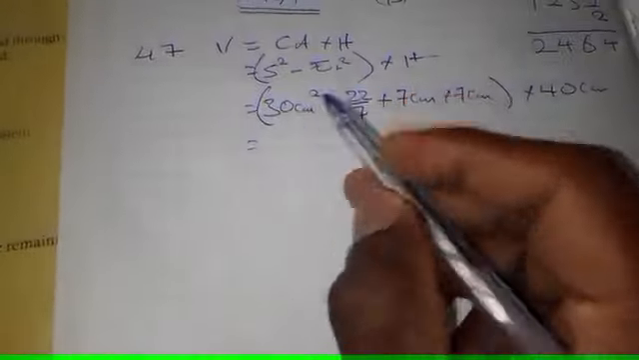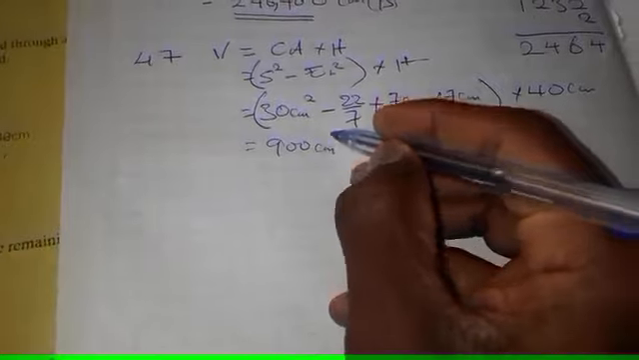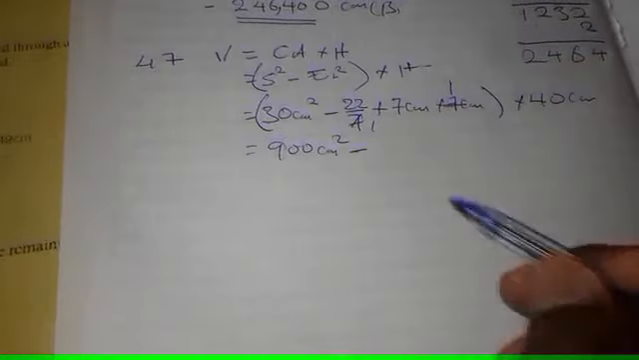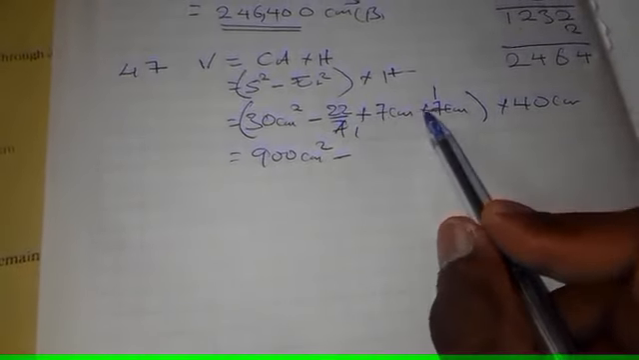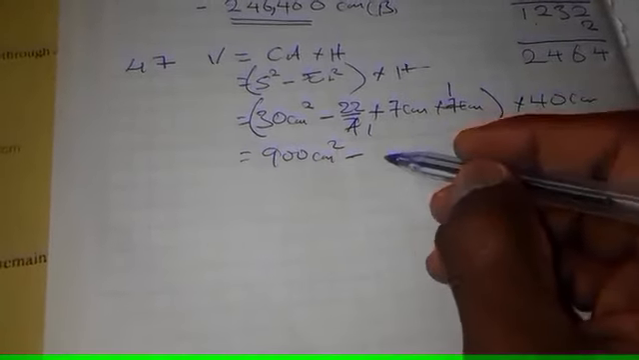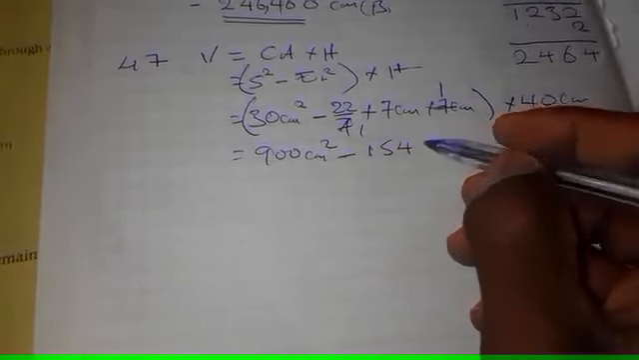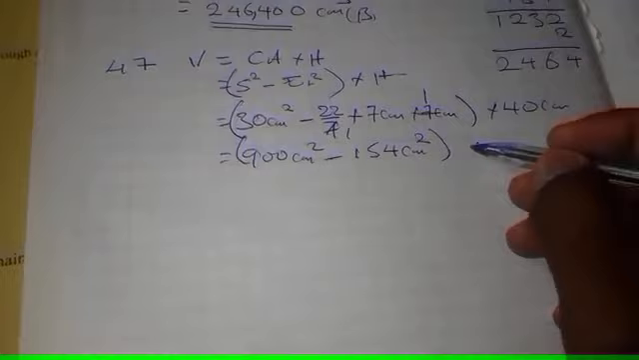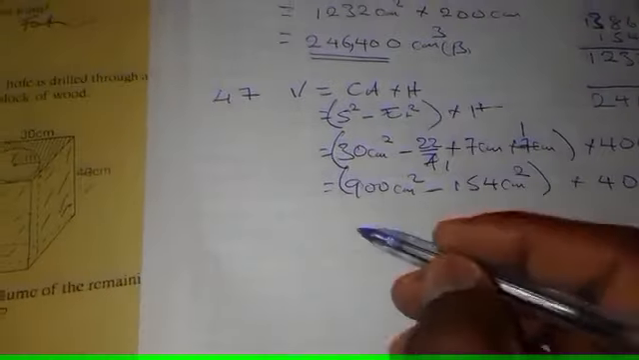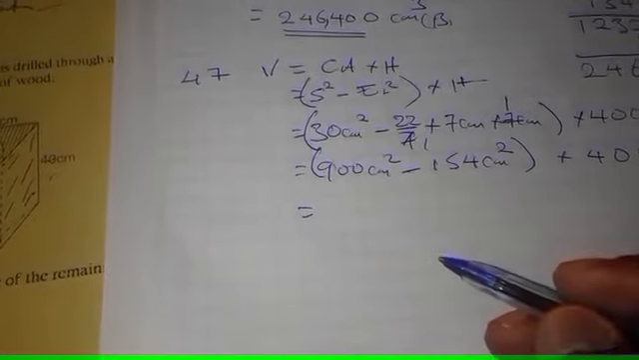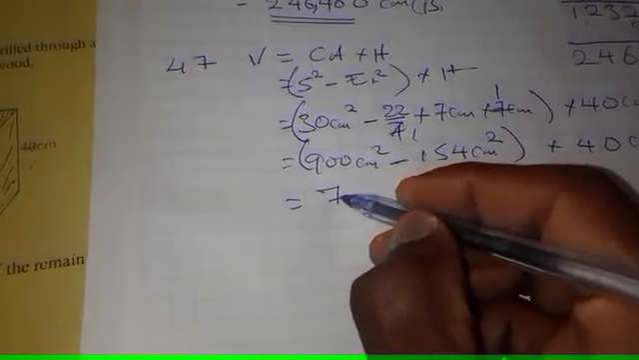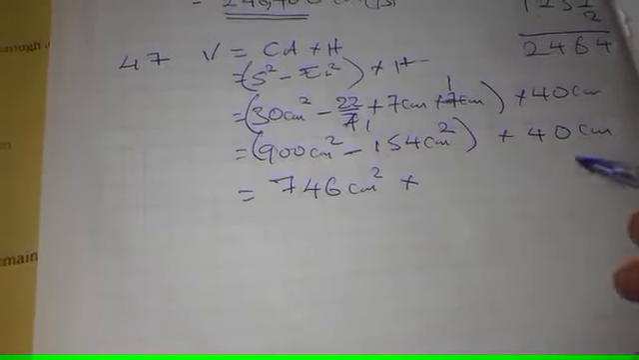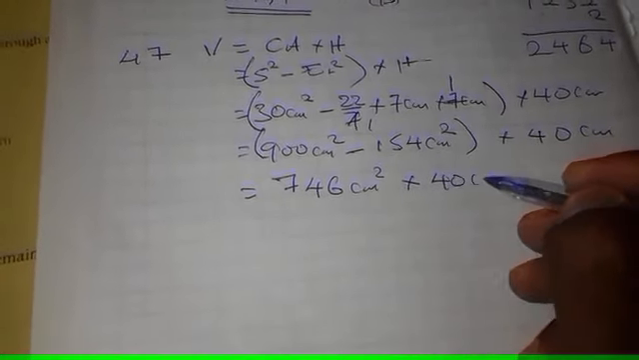So 30 squared, that's 30 times 30, and that's 900 square centimeters. Then minus 7 goes into 7 once, 7 goes into 7 once, so you have 22 times 7 centimeters times 1 centimeter, and that's going to give us 154 square centimeters. And then that we multiply by 40 centimeters. 900 minus 154 is going to give us 746 square centimeters. We multiply it by the height, which is 40 centimeters.